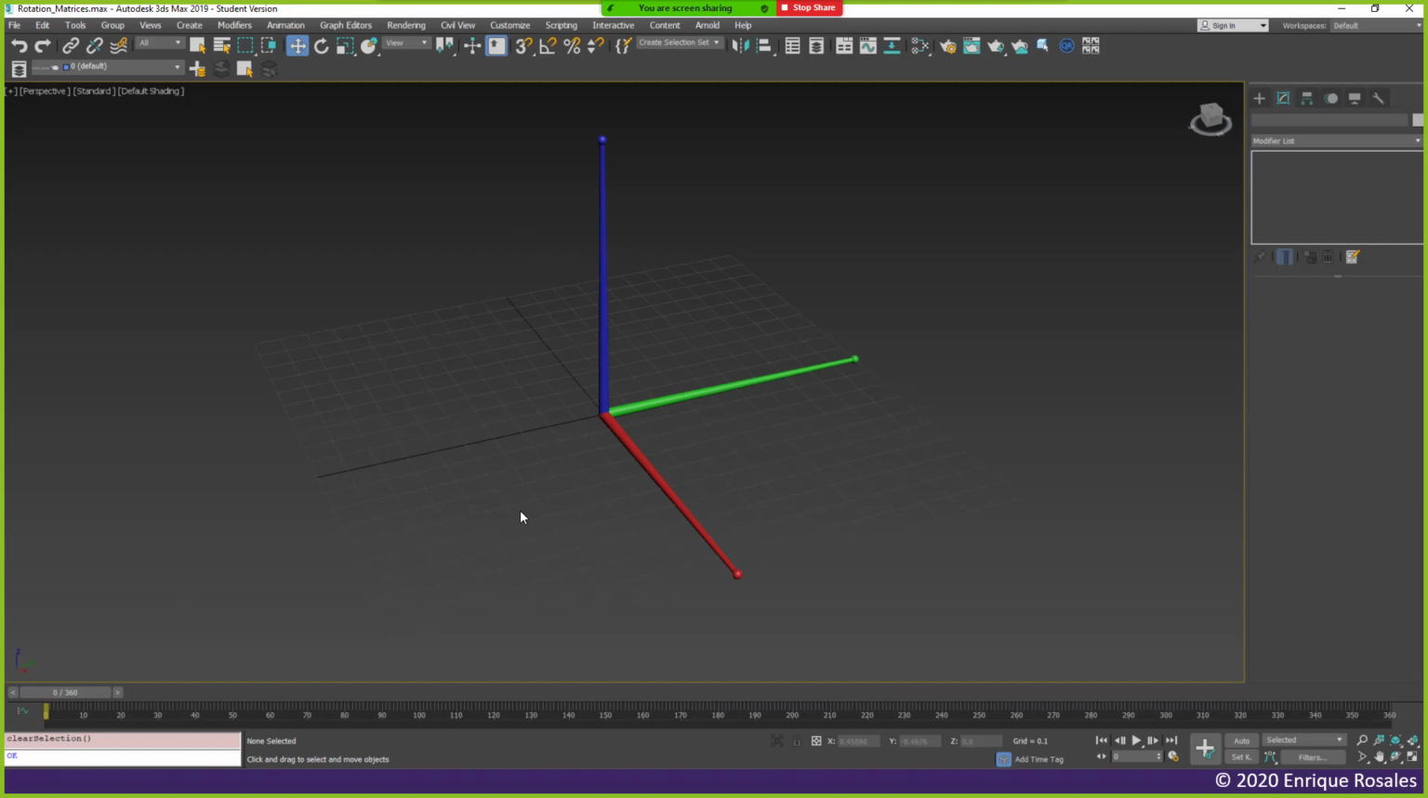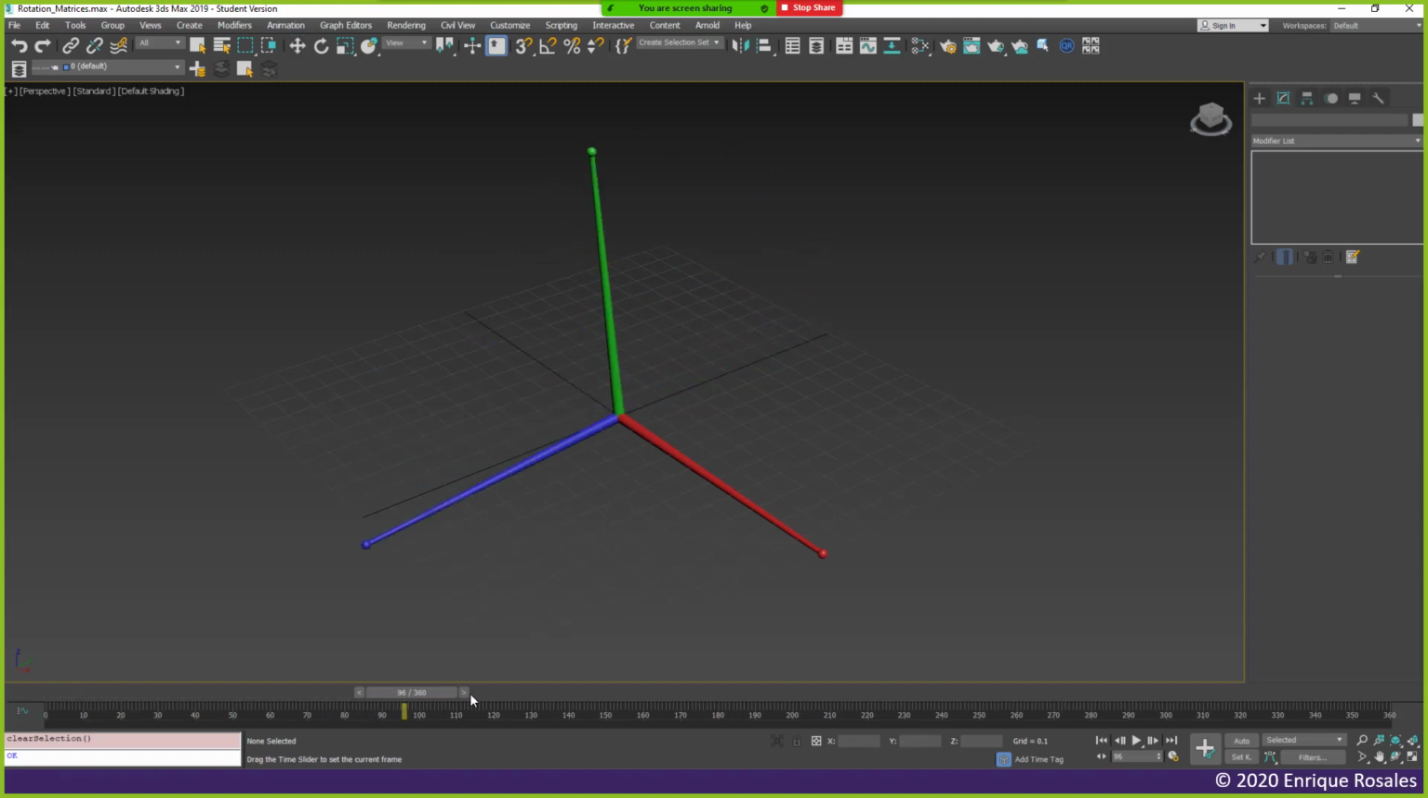Rotations in computer graphics follow a rule called the right hand rule. Imagine your right hand laid down on the floor, with your thumb in this direction and the rest of your fingers in the direction of the green axis. The rotation will always be in the direction of your hand closing. If you start to close your hand, your fingers roll in this direction, which is counterclockwise.